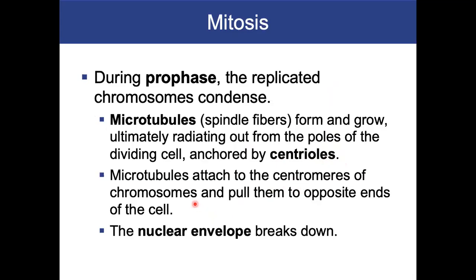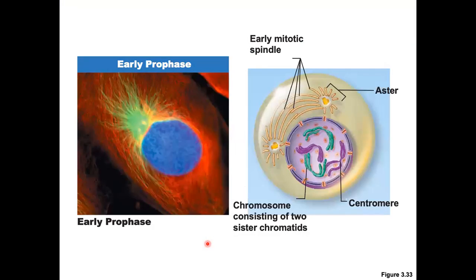The purpose of this is that those microtubules are going to pull the chromosomes to opposite ends of the cell. And then, of course, you can't have the nucleus intact when you're going to be moving chromosomes, so the nuclear envelope breaks down. Okay, so here's a picture of early prophase. This is fluorescently labeled, so it's really pretty to look at. Here's a picture or drawing. Here are the centrioles, and then here are the spindle fibers radiating from them.